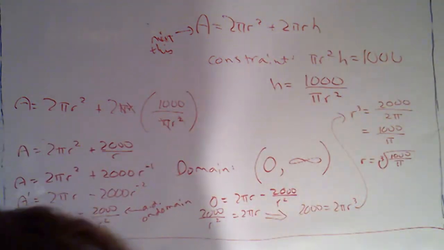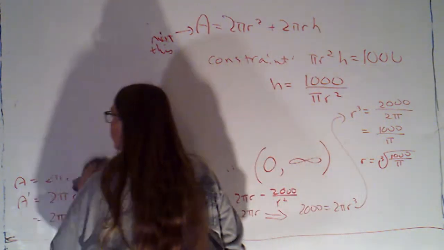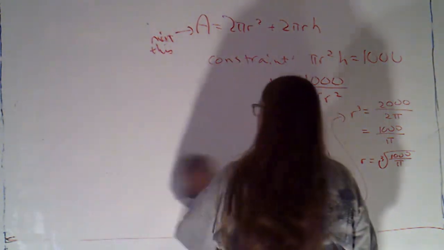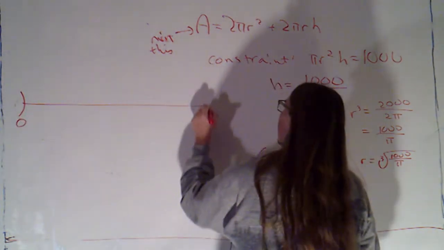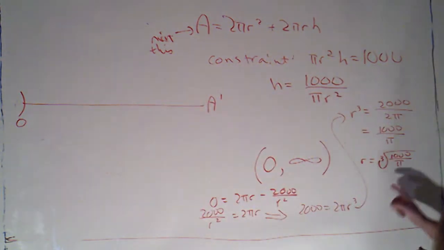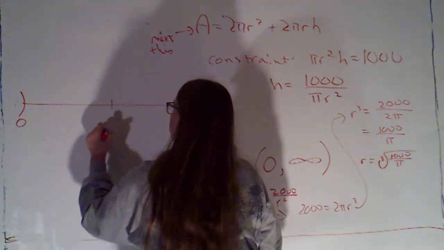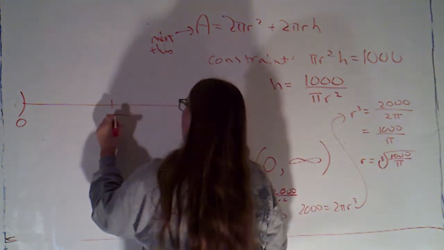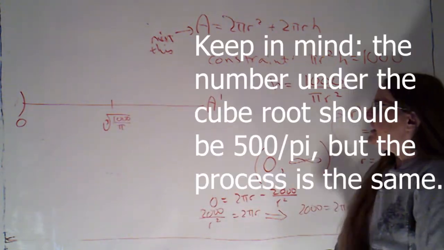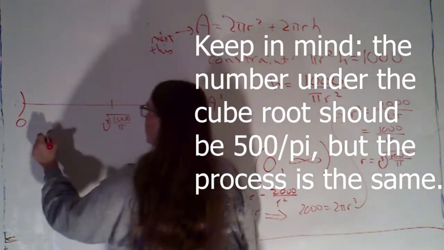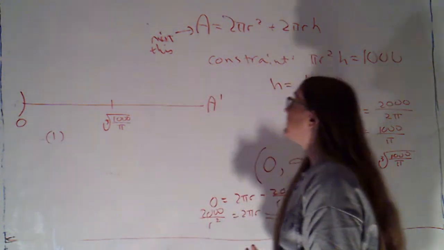Now, what I'm going to do is draw a number line, because that's how I would check for maxes and mins in general. And I'm going to use the shape of the graph to see whether this actually corresponds to a min. Okay. So I'm going to mark off the cube root of 1,000 over pi. I need to test some numbers. So I'm going to try plugging in 1. Notice I'm only allowed to plug in positive numbers.